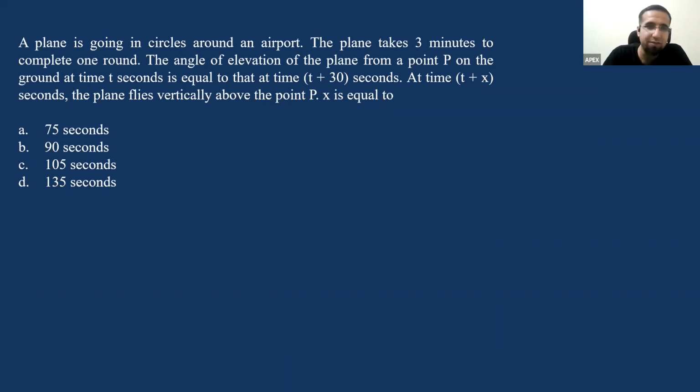Okay, the plane is going in circles around an airport. Okay, so the plane is going in circles around the airport. Now you are at point P. And this complete thing takes 3 minutes, or this complete thing takes 180 seconds. Now the angle of elevation from a point P on the ground. Okay, let's say this is the point P from where you are seeing.